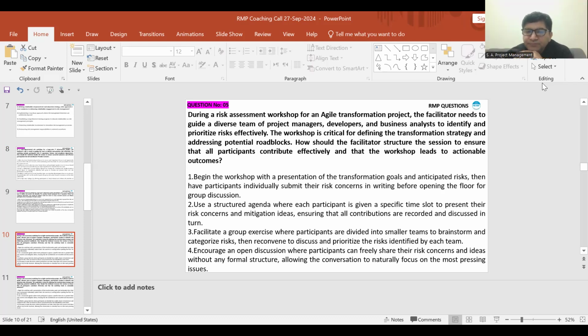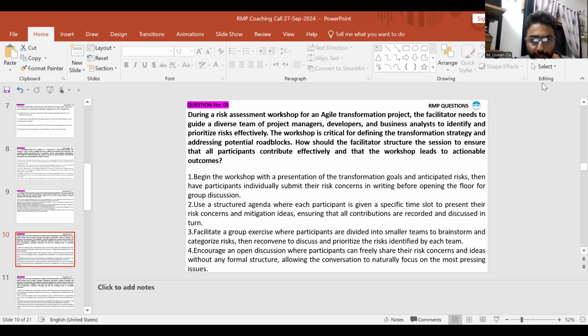Option 1, begin the workshop with a presentation of the transformation goals and anticipated risks, then have participants individually submit their risk concerns in writing before opening the floor for group discussion. Option 2, use a structured agenda where each participant is given a specific time slot to present their risk concerns and mitigation ideas, ensuring that all contributions are recorded and discussed in turn.